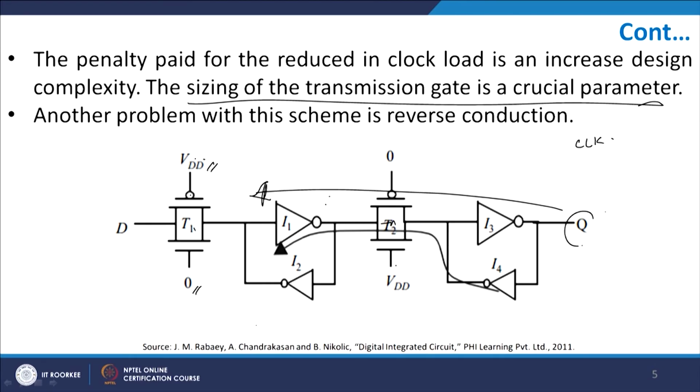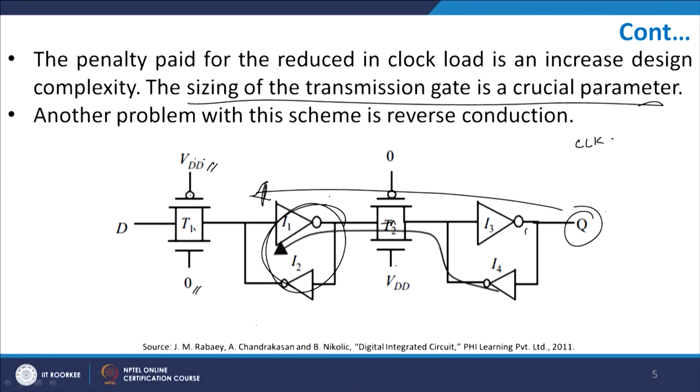So Q is the output, but if you haven't made I4 weaker as compared to I3, chances are that Q via I4 goes to T2, and from T2 it goes to this loop. This is known as reverse conduction. So you want the data to flow to the output, but in certain conditions, if it is a ratioed logic, chances are that the output Q might end up somewhere in the I1 to I2 loop.